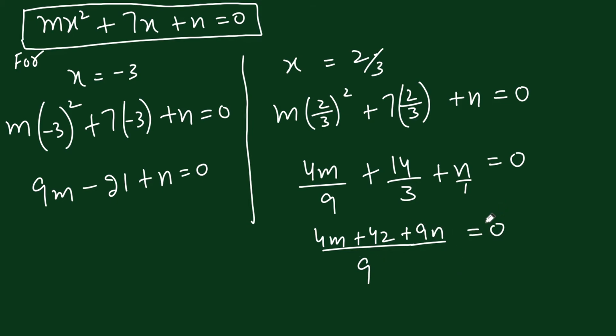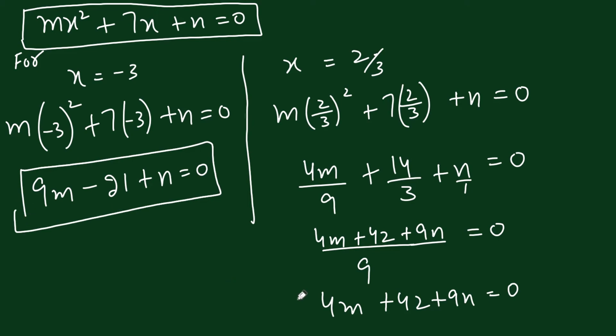Is equal to 0. Now we can take 9 to the RHS. It is 9 division, so it will go to the RHS and become multiplication. 0 into 9 is 0. So we got 4m plus 42 plus 9n is equal to 0. So you can see here we got two linear equations. One is here, one is here.